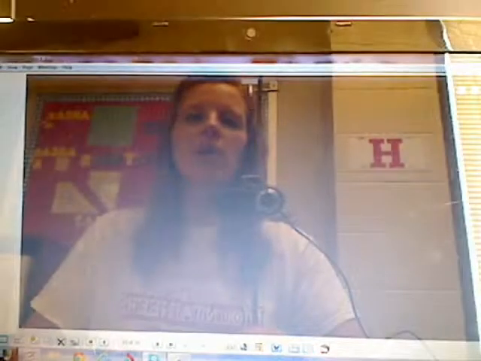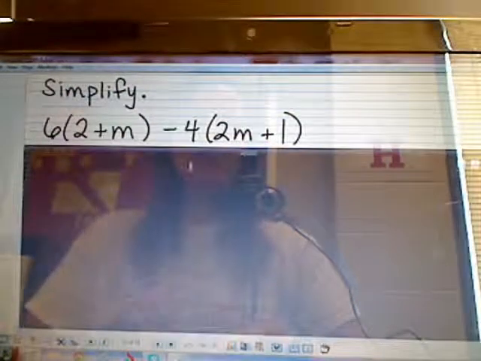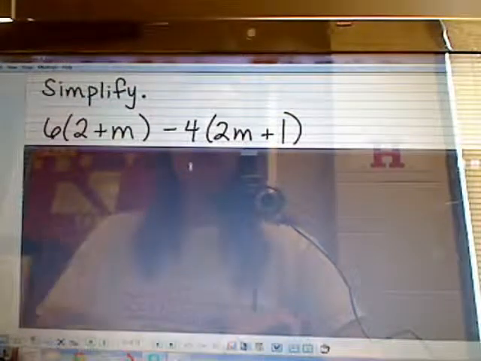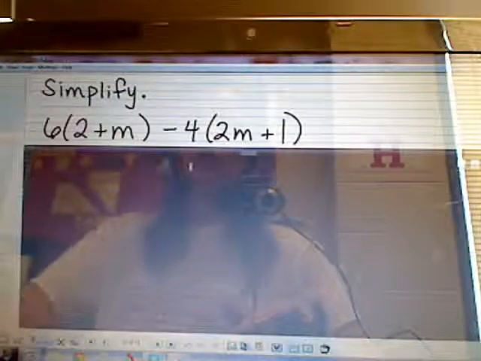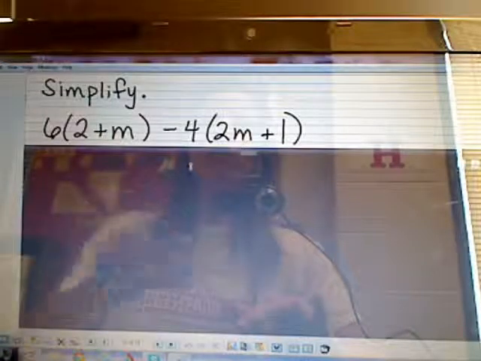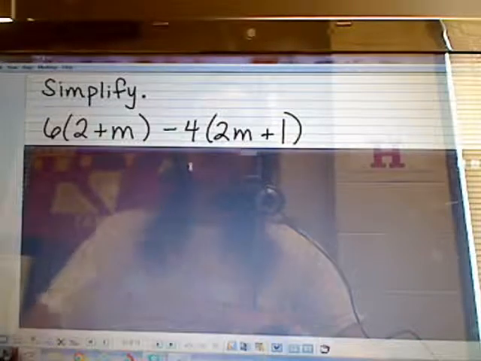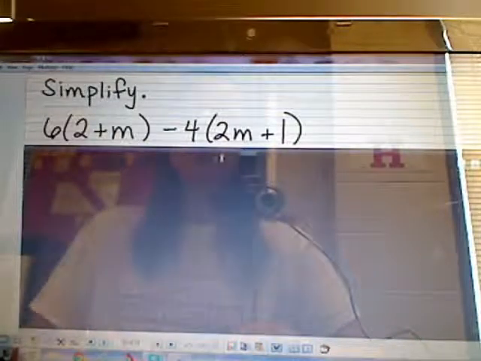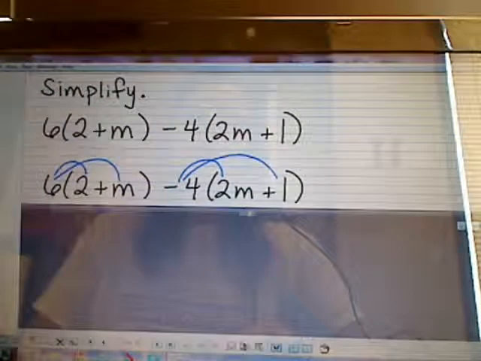One more problem. Let's take a look at distributive property. So before we can move on and simplify this problem, at first we evaluated when we were given those values for A, B, and C. So we evaluated because we had a value. Now we're going to simplify because we don't know a value. So we're going to combine like terms and use distributive property.